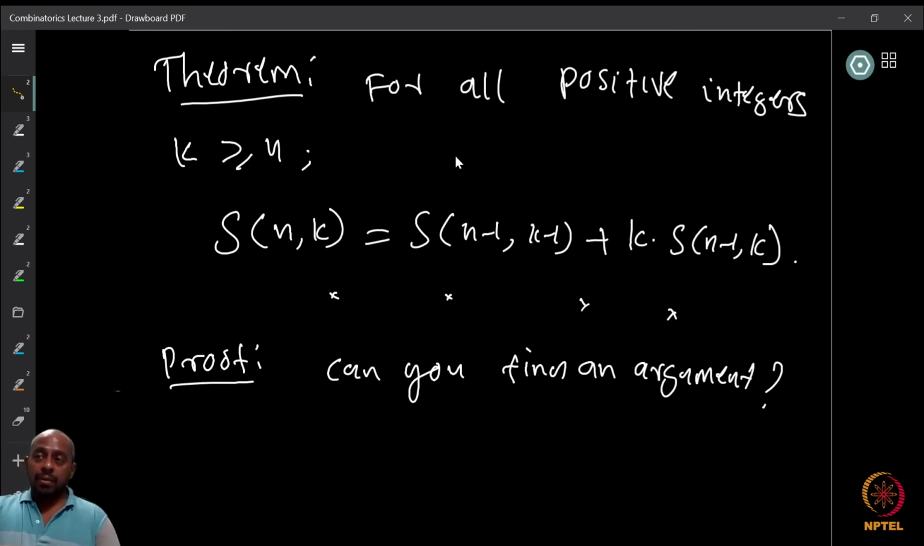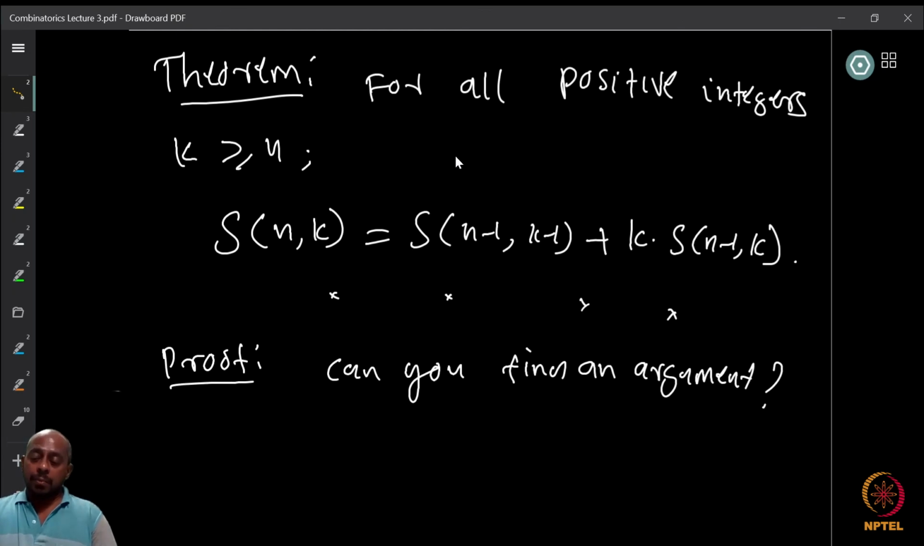Now, before we finish today, let me state a theorem and you think about the proof. The theorem is the following: for all positive integers n and k with k greater than or equal to n, the Stirling number of the second kind S(n,k) is equal to S(n-1,k-1) plus k times S(n-1,k). So it satisfies this identity. For every n, k where k is greater than or equal to n, S(n,k) is equal to S(n-1,k-1) plus k times S(n-1,k).